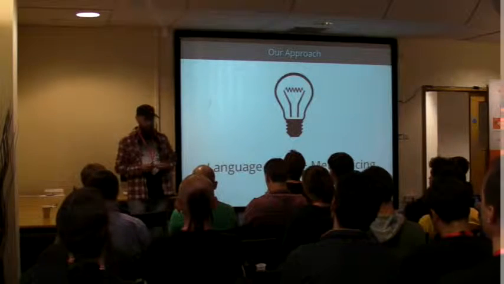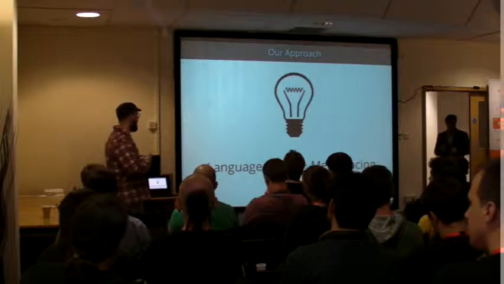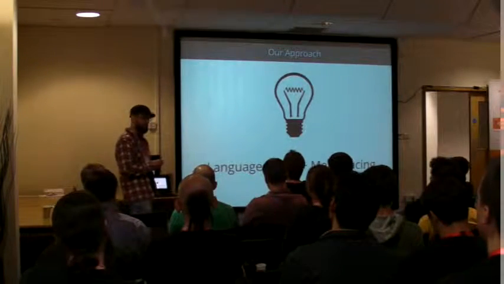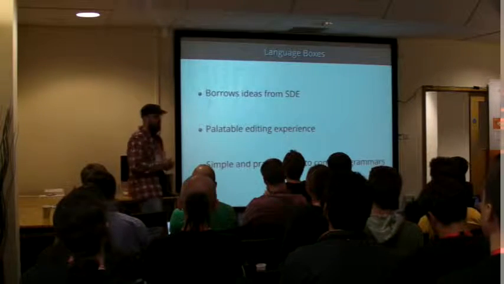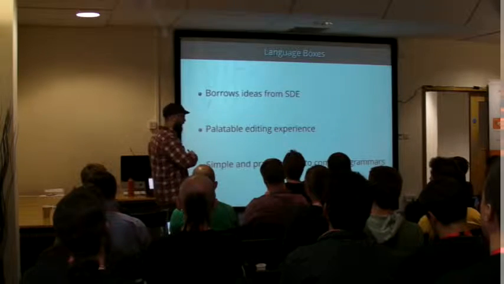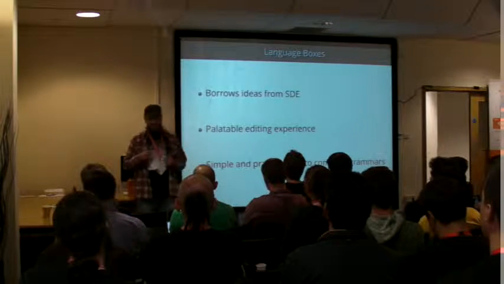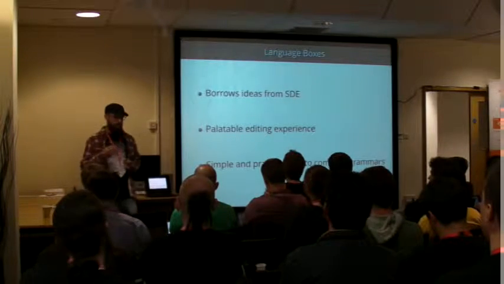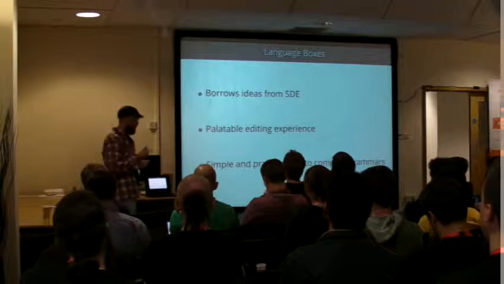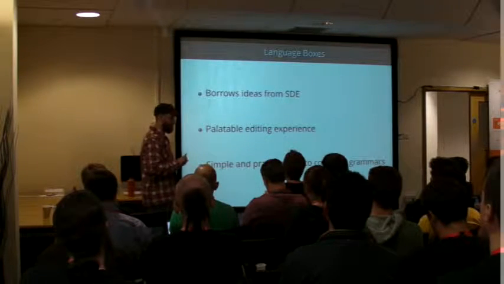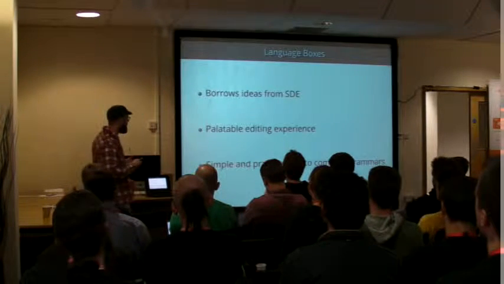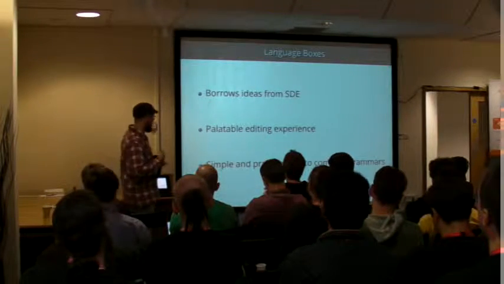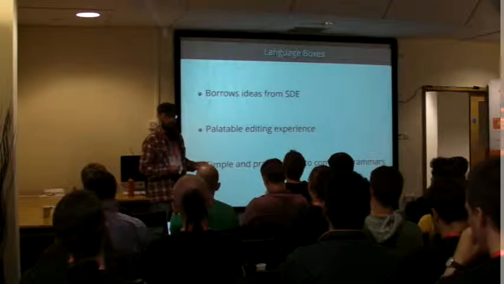So our idea is to use two new technologies. One is called language boxes and one is called meta tracing. Let's describe these in a bit more detail. The idea behind language boxes is that we borrow the idea of editing the AST from syntax editing, but we try and give back to the user that palatable editing experience, the text editor feel. But by doing so, we can compose our grammars without annoying the user so much.